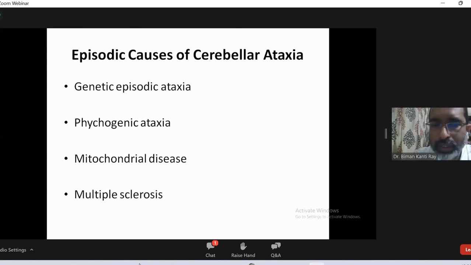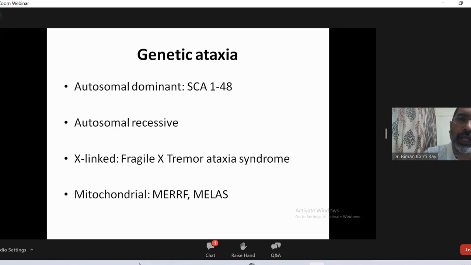There is another group we should remember: episodic ataxia, and the important causes are some genetic episodic ataxia due to channelopathy, psychogenic ataxia, some mitochondrial disease may also present with episodic ataxia, and multiple sclerosis, as you all know, it presents multiple times at multiple sites, and they may present with episodic cerebellar ataxia.